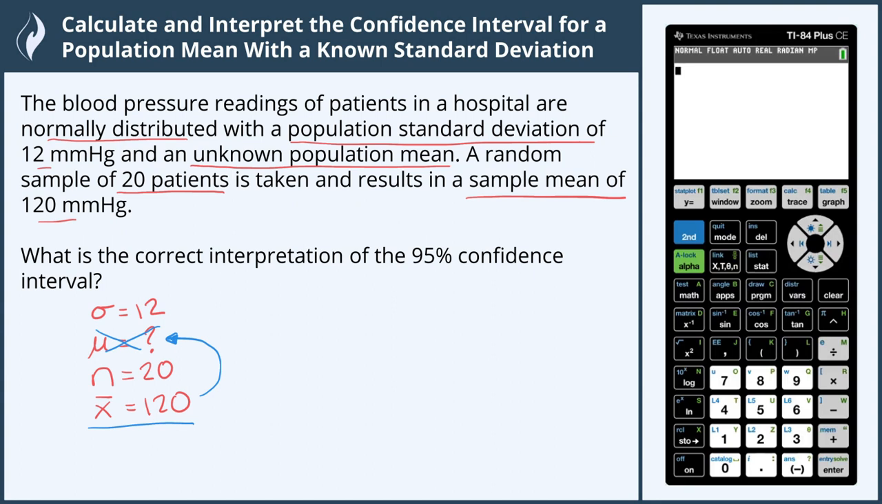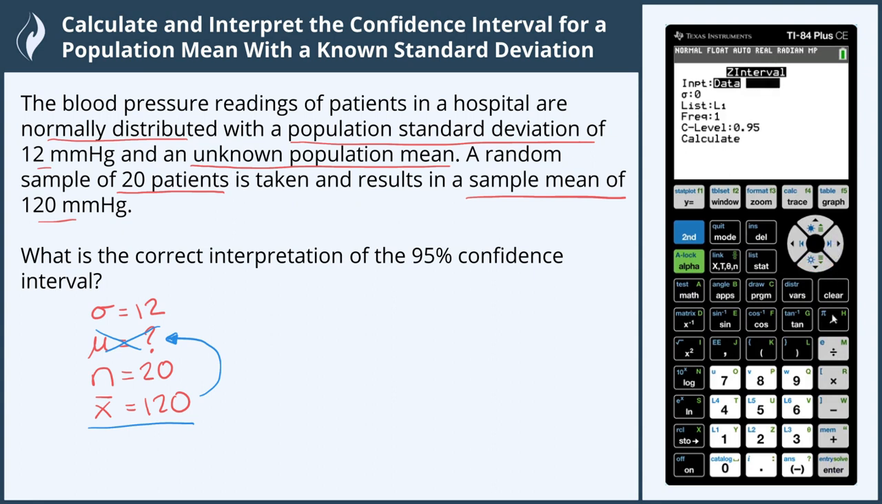Let's go ahead and use our calculator to calculate the confidence interval. To do that, we will go to Stat and over to Tests. There are two intervals, the z-interval and the t-interval. We're going to use the z-interval because we have the known population standard deviation. If we didn't have the population standard deviation, if it was unknown, then we would use the t-interval. We can go ahead and arrow down, or we could just press 7 and enter. Either way will get us to the z-interval.